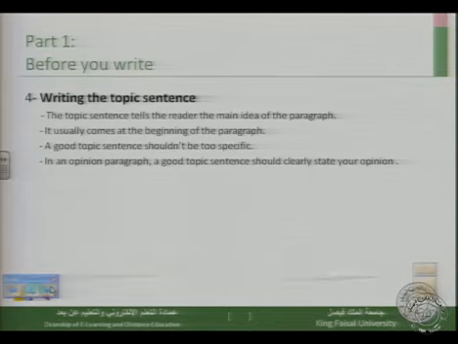Point number three, a good topic sentence shouldn't be too specific because it needs to relate to all the ideas in the paragraph. If it is too specific, you cannot write about all the points you want to mention in the paragraph. Also, your topic sentence shouldn't be too general, because if it is too general, you will not be able to limit yourself to the points you want to write about. You will always have new ideas to write about.